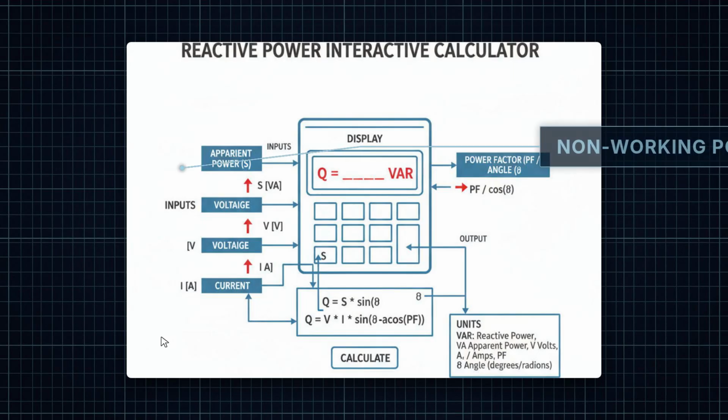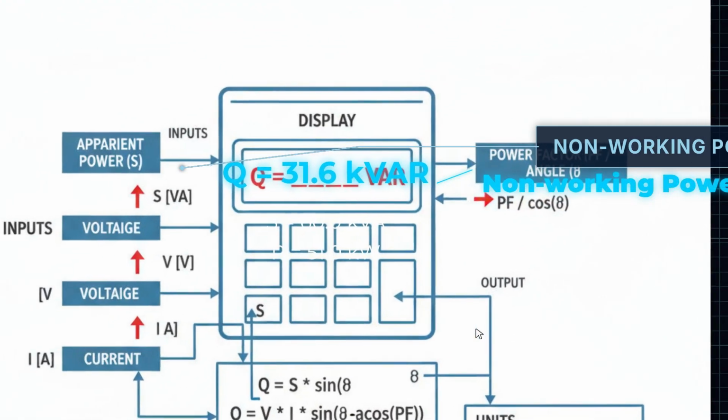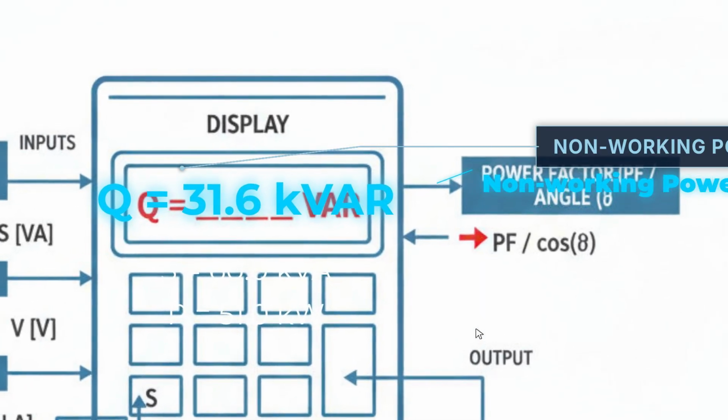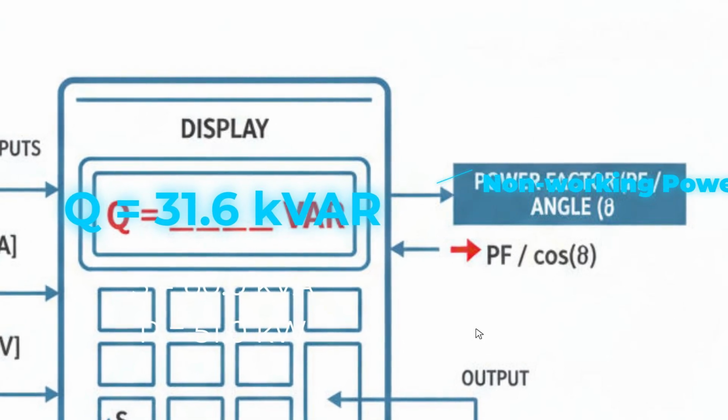Click Calculate to see your results. The calculator displays the reactive power Q in volt-ampere reactive or VAR, showing the non-working power in your system. You'll also see the apparent power S in volt-amperes and real power P in watts, giving you a complete power triangle analysis. These values help determine capacitor sizing for power factor correction or analyze system efficiency.